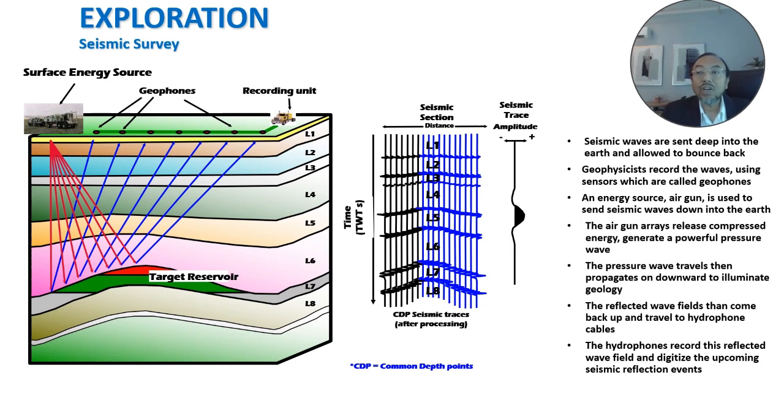There are three phases of seismic surveys: data acquisition, processing, and interpretation. Seismic acquisition is generally accomplished using large ships with one or multiple air gun arrays as the source. Seismic waves are sent deep into the earth and allowed to bounce back. Geophysicists record the waves using sensors called geophones. An energy source, the air gun, is used to send seismic waves down into the earth. The air gun arrays release compressed energy and generate a powerful pressure wave. The pressure wave then propagates downward to illuminate the geology.